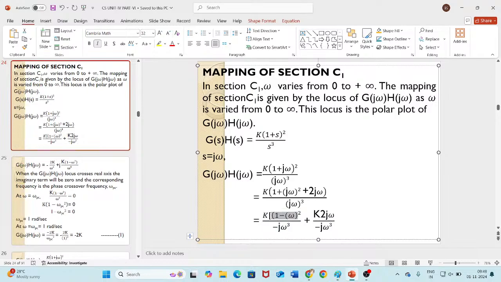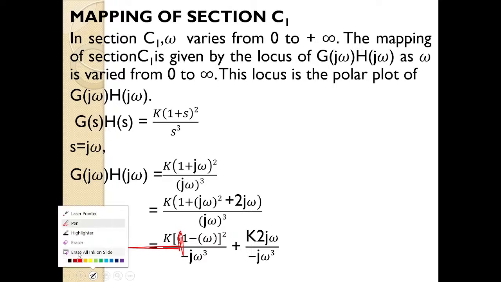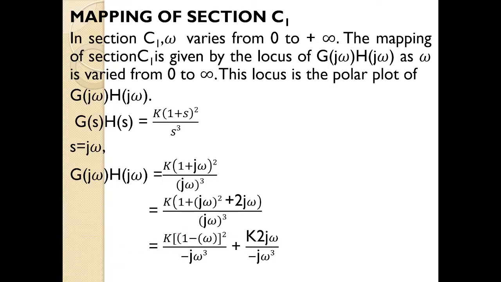So let me check. I'm unable to modify it, but this is it. Don't put this bracket. This bracket is not there. Okay. Don't put this bracket. So this is not there. Just write down k into this. Don't write it, draw it. So k into 1 minus omega square. This square should be here. Okay.